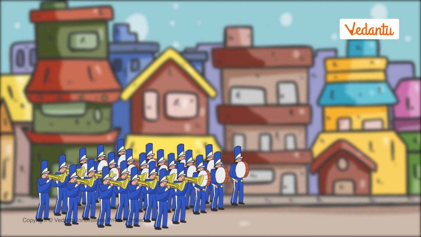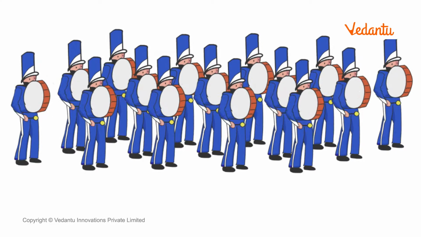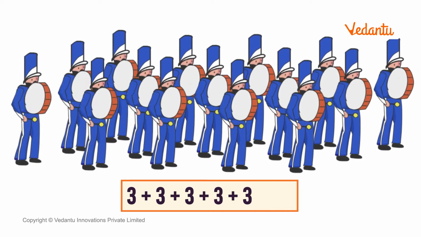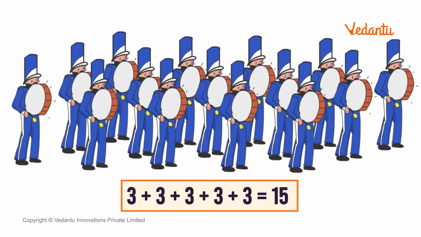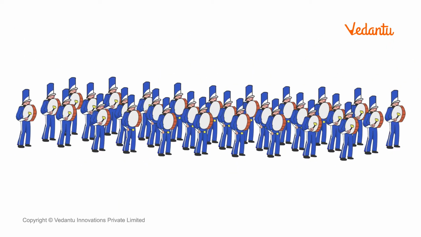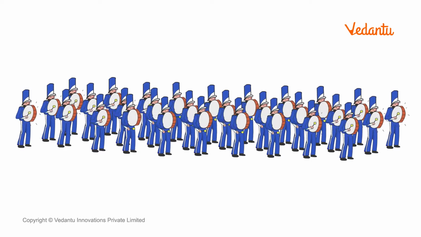The marching band has 5 rows of musicians. Can you find the number of drummers now? Yes, we can, by adding 3 plus 3 plus 3 plus 3 plus 3. We get 15 drummers. But what if there were a lot more musicians and they occupied 10 rows?